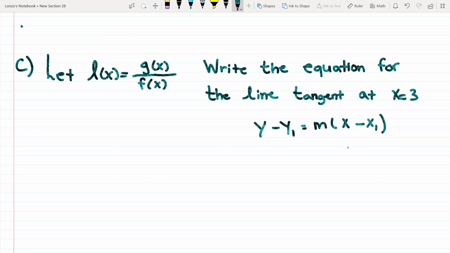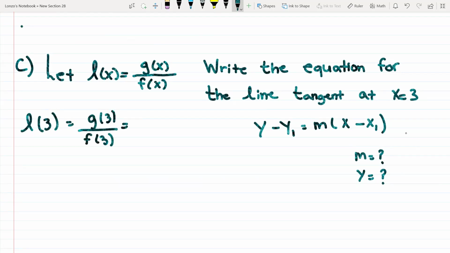Okay, so first we have to check what we have and what we need. Do we have everything we need? No, we don't have m, and we don't have our y value, right? So what I'm going to do is first find my y value. How do I find my y value? By plugging your x value into the function. So I'm going to plug 3 into L of x. So it's going to be g of 3 over f of 3, right?